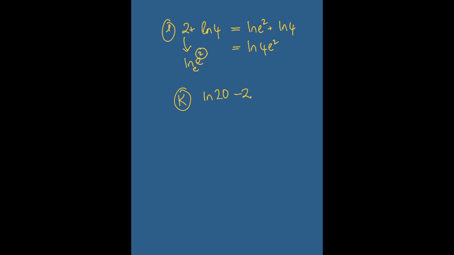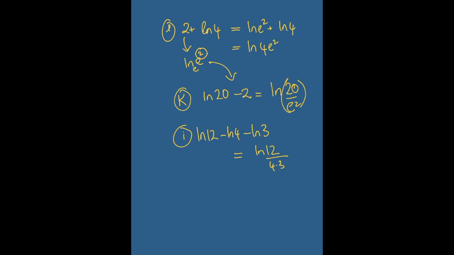K is going to use this as well, only we're now going to divide this 20 by e squared, and that's going to be the answer for that one. You need to put a bracket around that. That's how we would do that conventionally. Letter I uses the same rule, but now we've got ln of 12 over 4 times 3, which is equal to ln of 1.